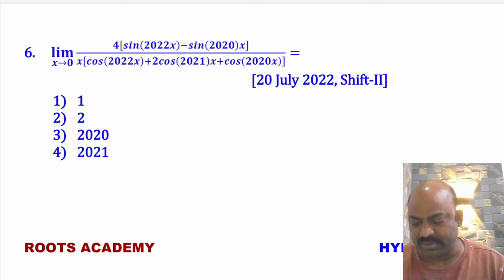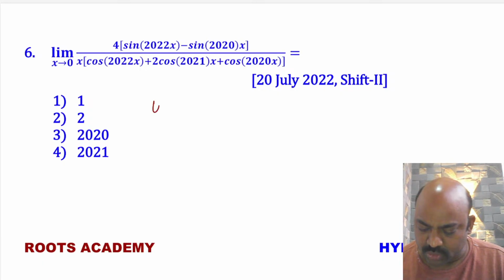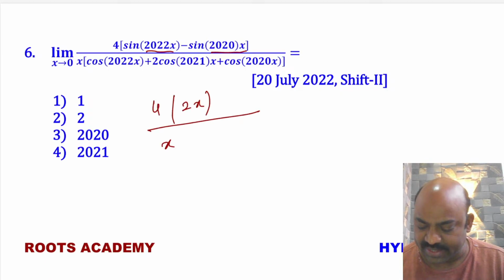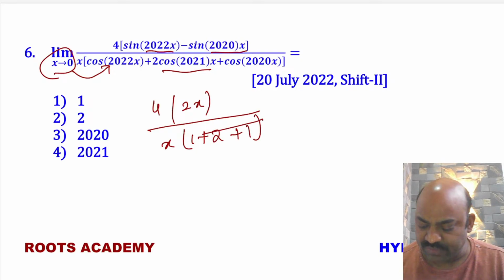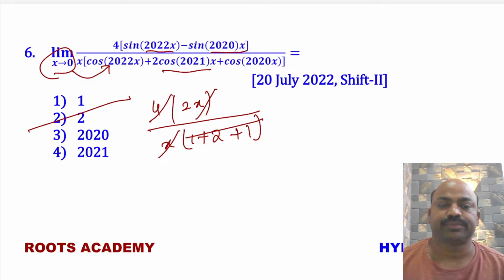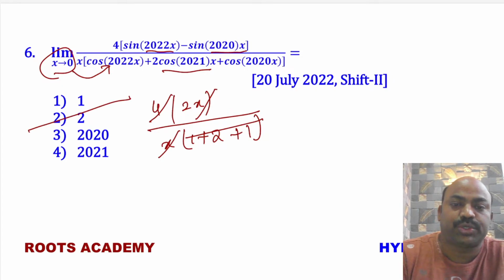So answer is 4 into 2022x minus 2020x, which means the difference is 2x, by x. In the standard limiting case, cos value will become 1, whatever you have inside, 1 plus here it is 2, here it is 1. So this 4 gone, x gone, answer is 2. Answer is 2.